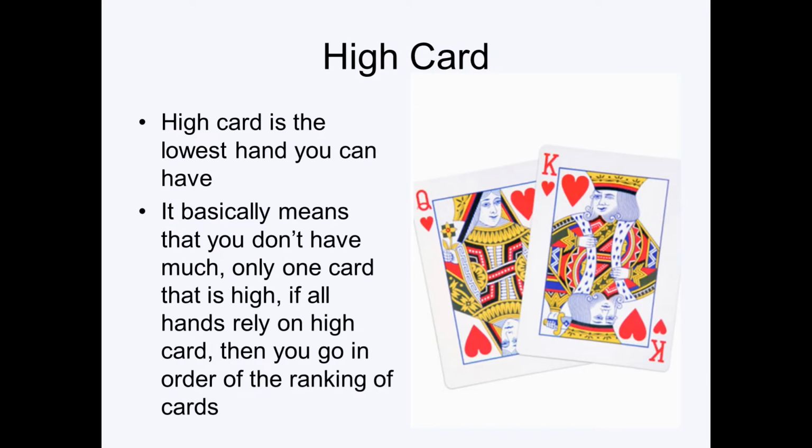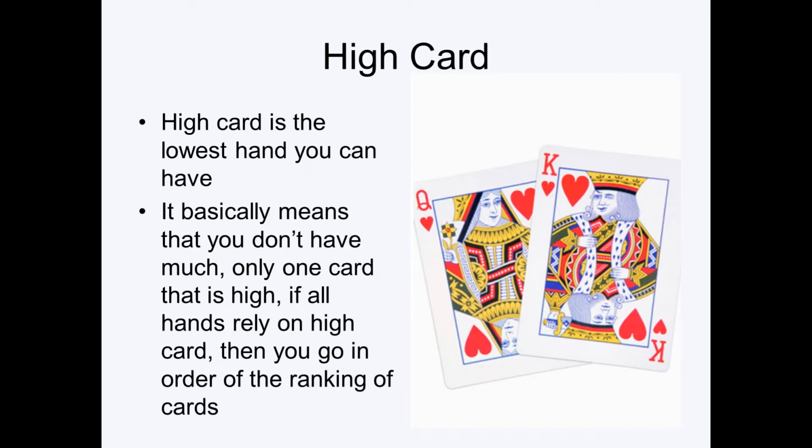Now we're looking at the value of the hands. High card is the lowest hand you could have. It basically means that you don't have much, only 1 card that is high. If all hands rely on high card, then you go in order of the ranking of the cards. So if I have an ace and you have a queen, I win, right? Because ace is higher than queen. That's just for high card.